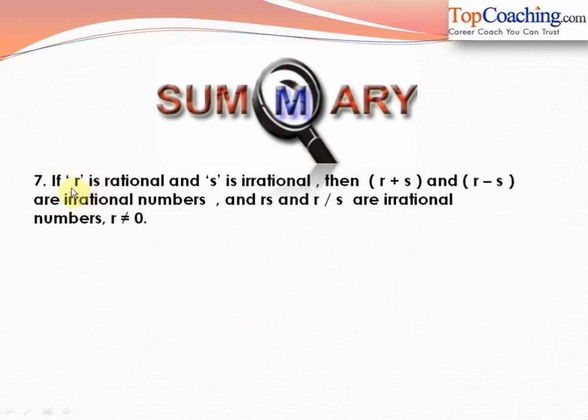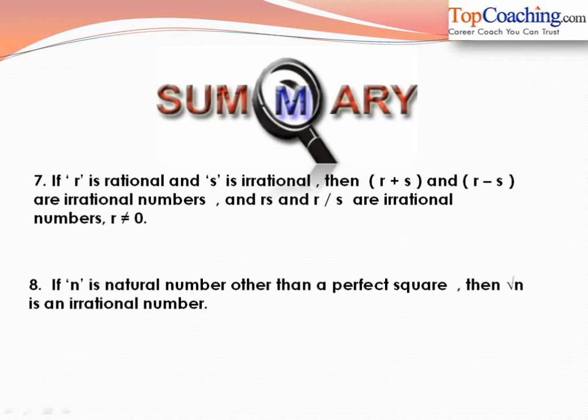The seventh is if r is rational and s is irrational, then r plus s and r minus s are irrational numbers. Also r into s and r by s are also irrational numbers, where r is not equal to 0. So if r is rational and s is irrational, then their sum, their product, their difference and their division is always an irrational number. If n is a natural number other than a perfect square, then root n is an irrational number.